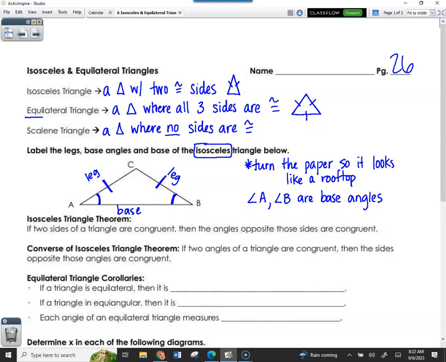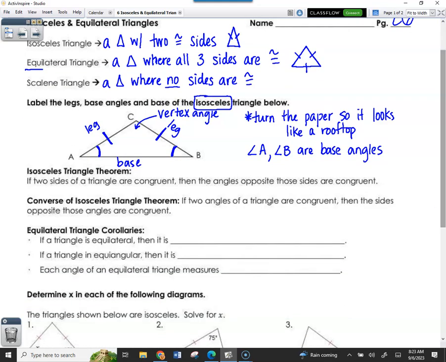There's one more vocab word. It has to do with this angle that is right here. That is called a vertex angle. And what it means is the angle in the top of the roof. Okay? It's called the vertex angle. All right, now there's a couple of theorems that we need to talk about. First of all, you see this word theorem here and here. I don't want you to get caught up in the word theorem. Theorem means it's a statement that we could easily prove if we wanted to. That's all theorem means. Don't get caught up in the word theorem.